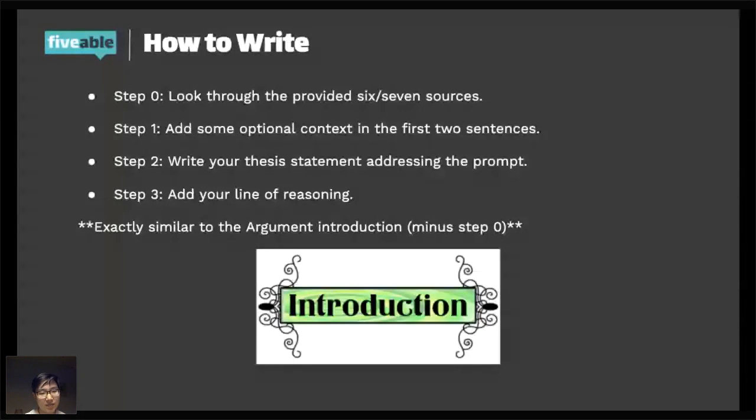So step 1, which is technically optional, is adding context in the first 2 sentences. So kind of giving a background, talking about why this issue is important. Step 2 is writing your thesis statement that directly responds to the prompt and it's not restating it. And then step 3 is adding your line of reasoning. It's very similar to the argument introduction, except you're looking at sources in the synthesis essay.